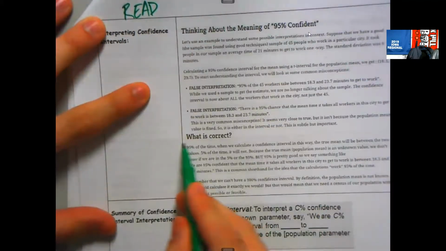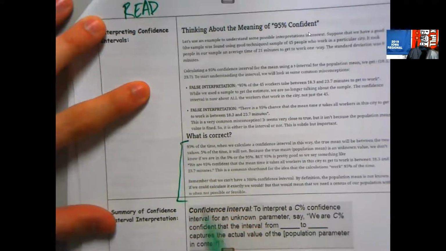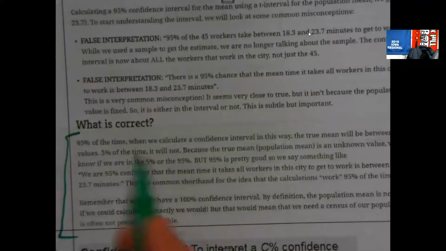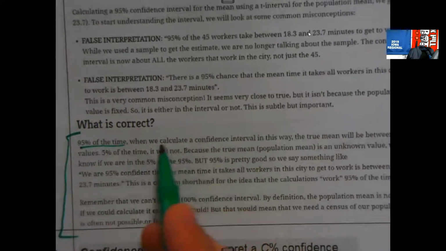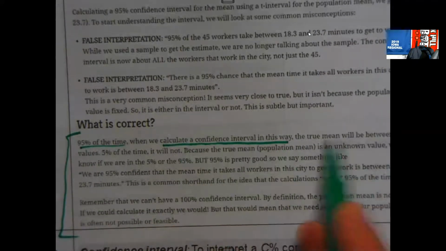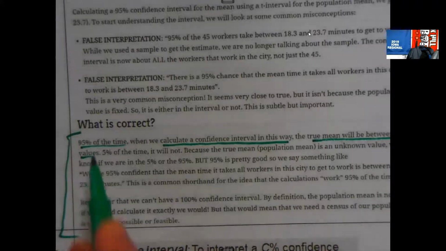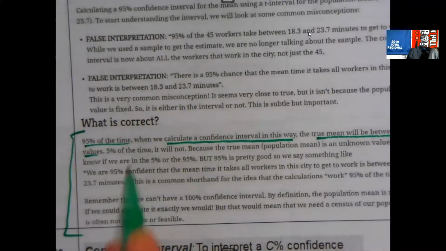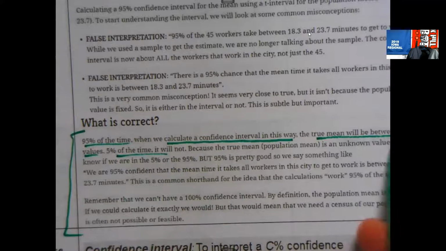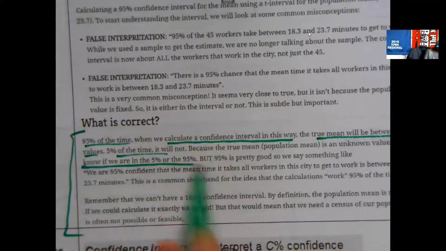Specifically interested in what is correct. A 95% confidence interval means that 95% of the time, when we calculate a confidence interval in this way, the true mean will be between the two values. 5% of the time it won't, but we don't know if we're right or wrong.